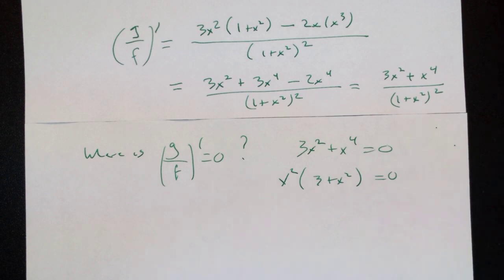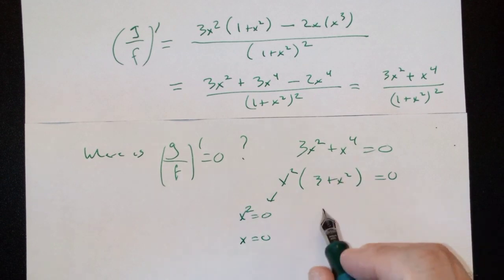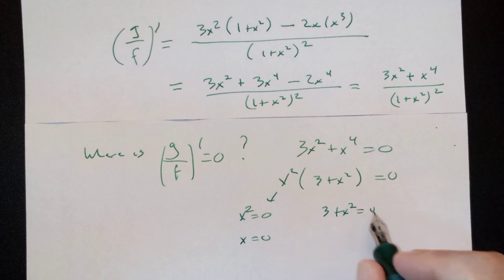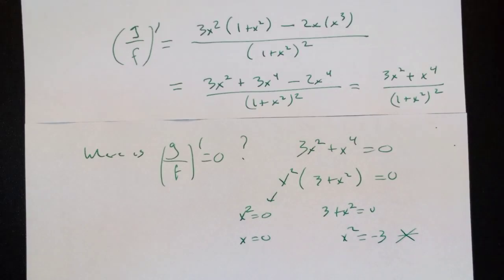Because if I set each piece to 0 here, I get x squared equals 0, which gives me x equals 0, because the square root of 0 is 0. Here, 3 plus x squared equals 0 gives me x squared is negative 3, and that does not work. There is a way to deal with complex numbers in calculus, not this semester. That's a senior level course. We'll put it off till then.